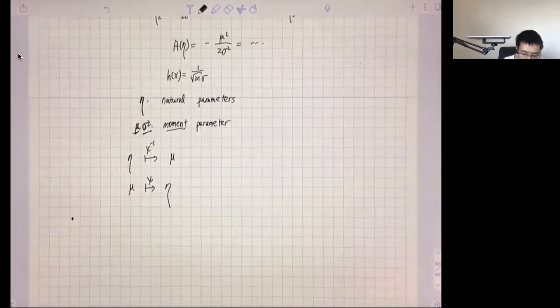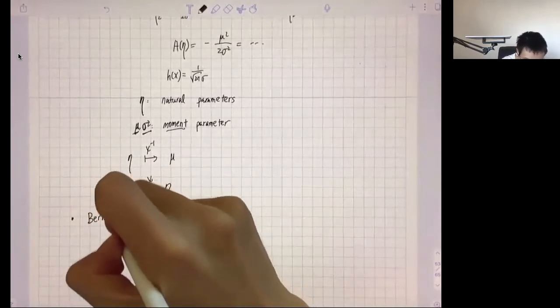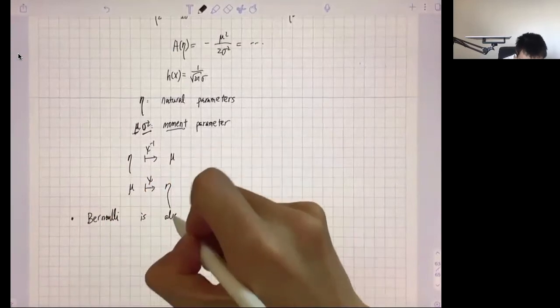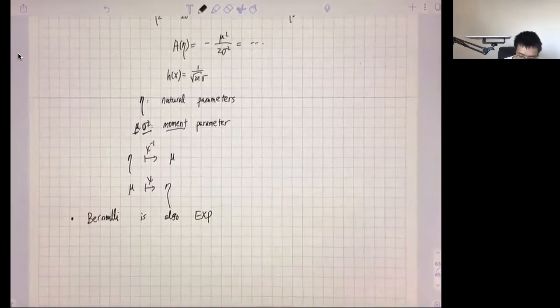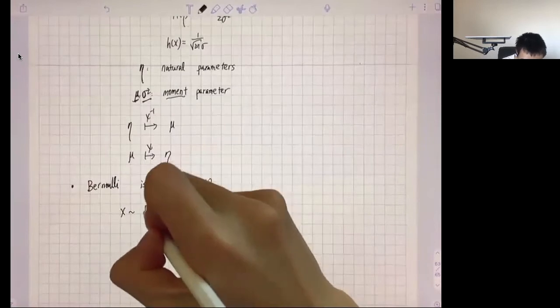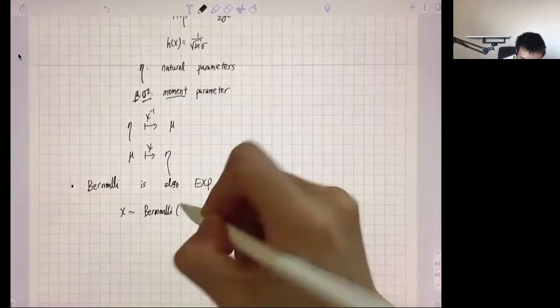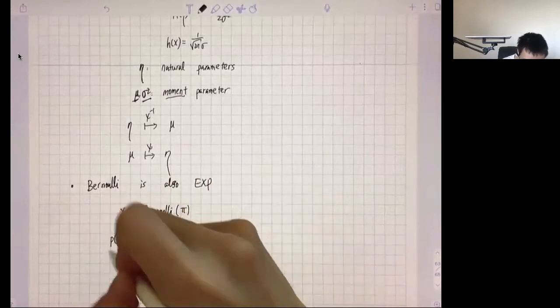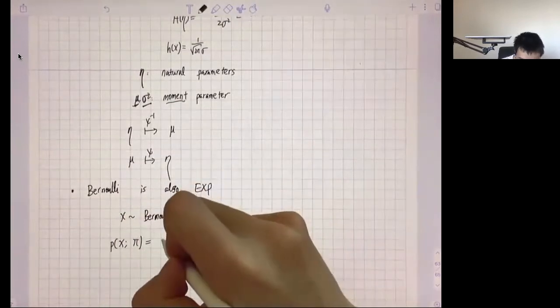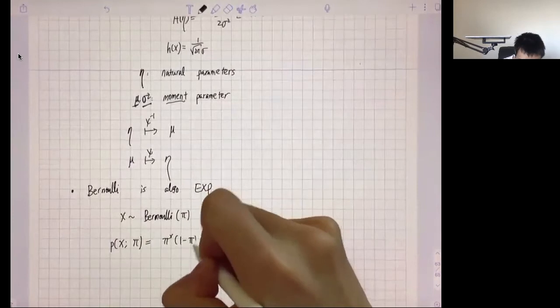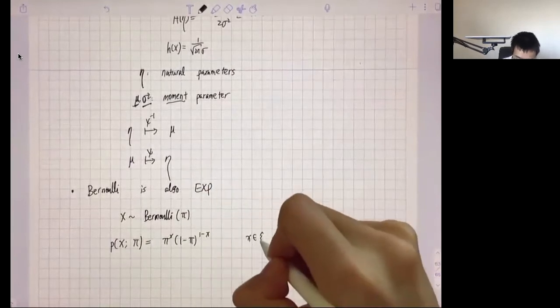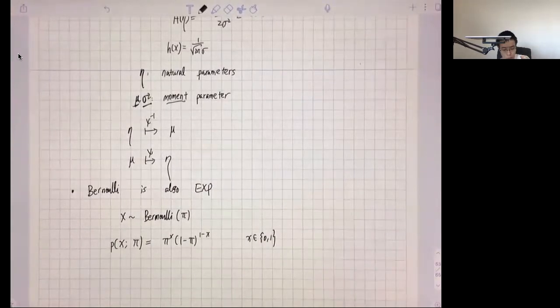Now I'm going to show that a Bernoulli distribution is also an exponential family. Remember that a Bernoulli distribution parameterized by pi: p of x given pi is pi to the power of x times 1 minus pi to the power of 1 minus x, where x is either 0 or 1, the outcome of your Bernoulli trial, and pi is the probability that it's 1. If it's 1, you use the first factor, which is pi. If it's 0, you use the second factor, which is 1 minus pi. So this is the probability of a Bernoulli distribution.